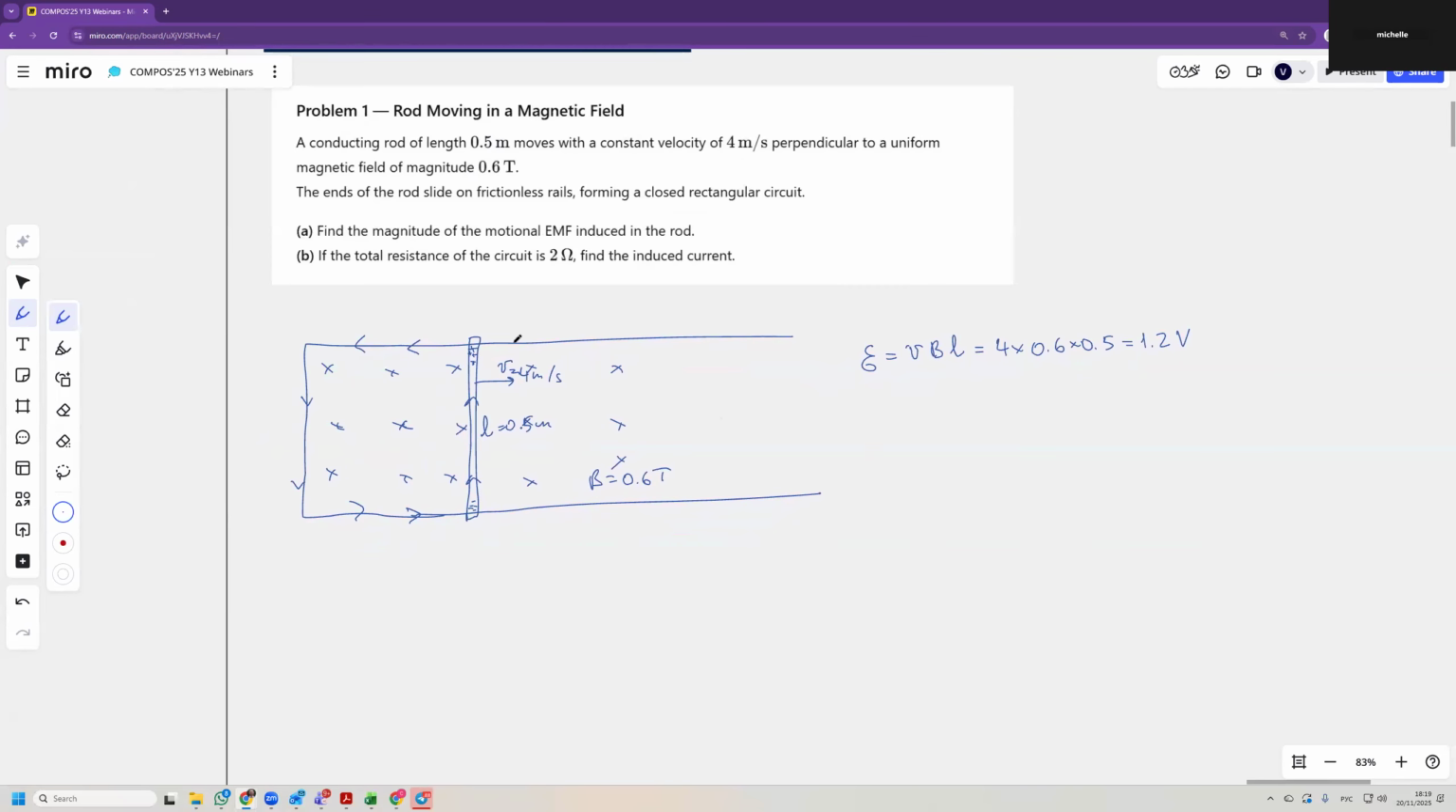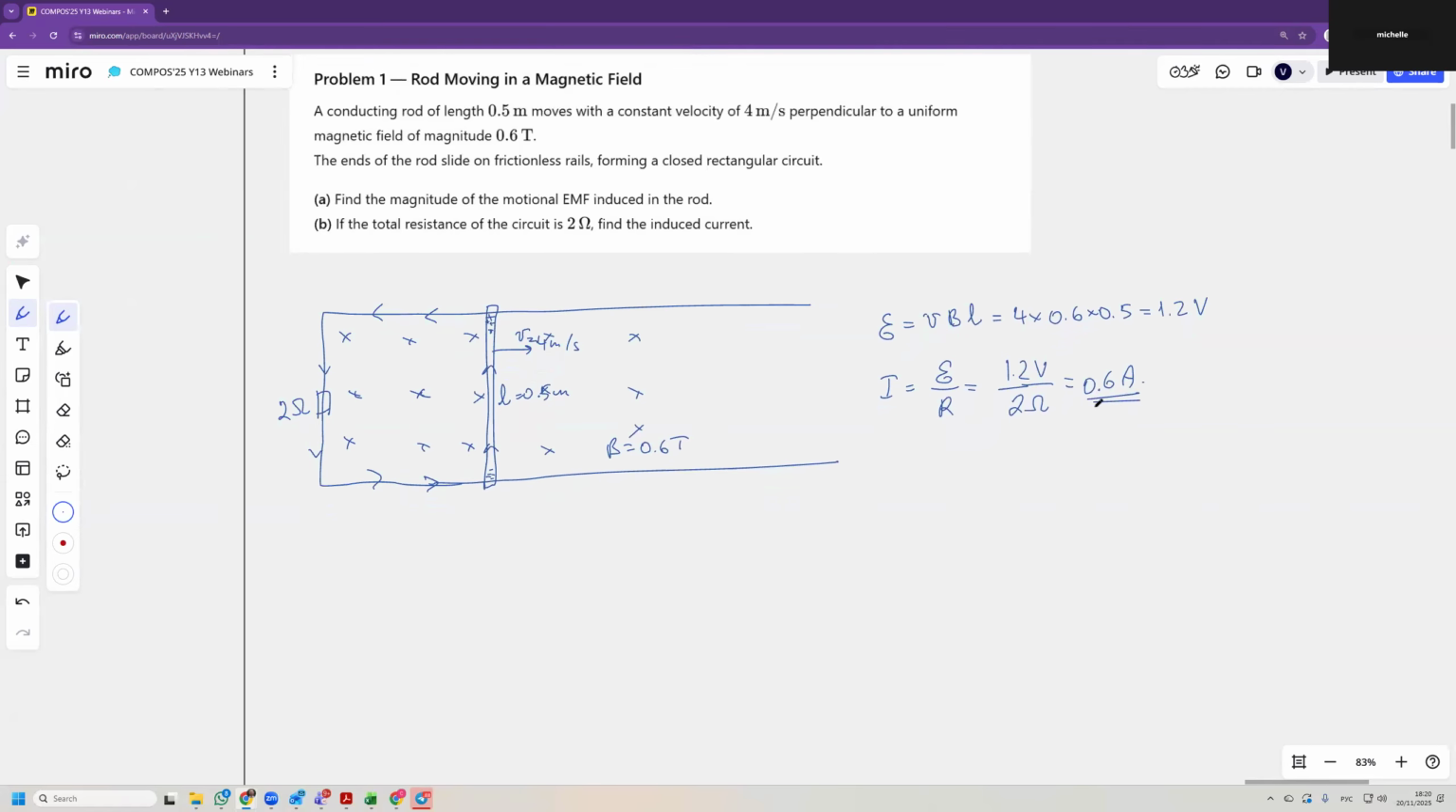1.2 volts. Find the current if the total resistance of the circuit is 2 ohms. So we can assume that there's a resistance here, which is 2 ohms. Find the current. So the current is obviously EMF divided by the resistance, which is 1.2 divided by 2 ohms. And that is going to be 0.6 amps. 0.6 amperes. Right.